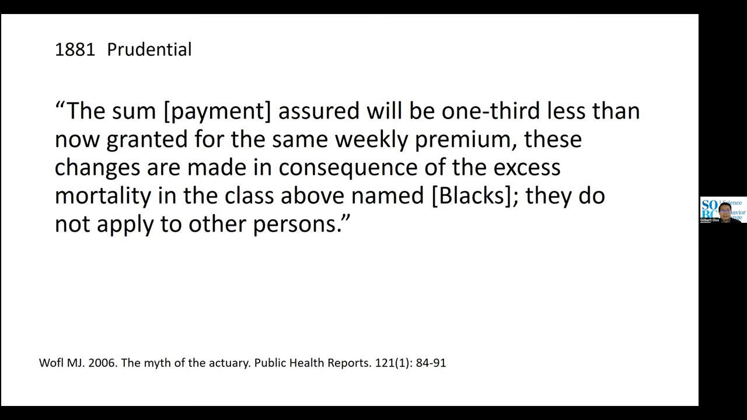This was done for policy purposes because Prudential ended up sending a statement like this to their Black policyholders. And this is what they wrote. The sum payment assured will be 1/3 less than now granted for the same weekly premium. These changes are made in consequence of the excess mortality in the class above named, i.e. Black policyholders. They do not apply to other persons. So essentially what this is saying is that Prudential was telling their Black policyholders, well, you know what? Because Black people tend to die more, if you happen to die and you're a Prudential customer, we're gonna pay you less than we will pay our white shareholders. And by the way, we're not gonna change your premium, but this is what we're gonna do, right? So these numbers that are being calculated by statisticians, actuarials, et cetera, actually have real consequences on economic outcomes. And this passes on intergenerationally in this case.